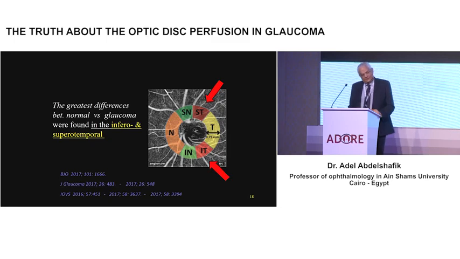Again, there was the defect. We all know that the nerve fiber layer affection is usually in the superior and inferior temporal area. Again, the vasculature in these areas was shown to be affected by the OCT angio.